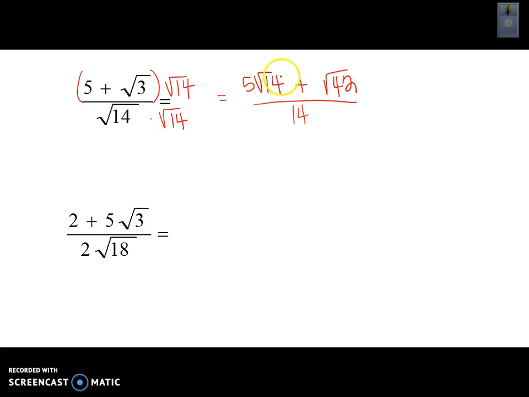But if we look at 14, it breaks down into 7 and 2. That doesn't go anywhere. 42 breaks down into 7 and 6. Also doesn't go anywhere. So this is going to be our final answer.